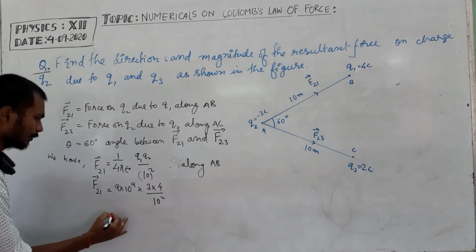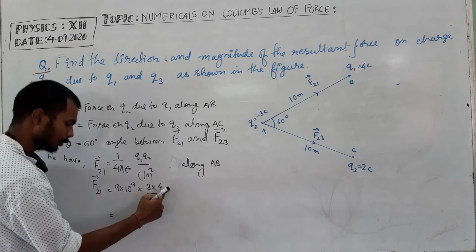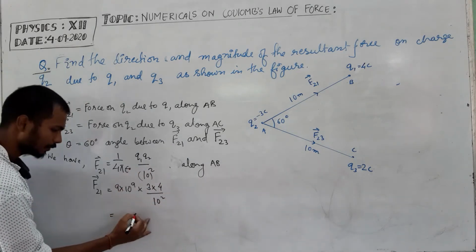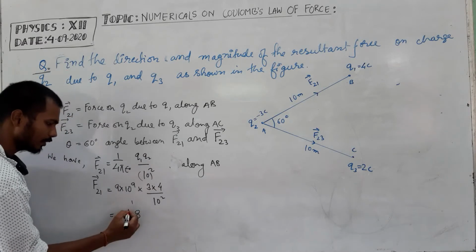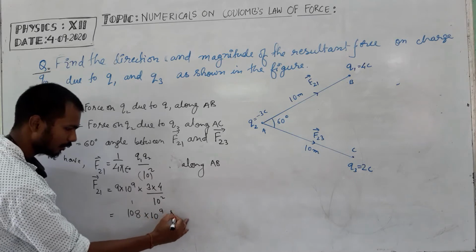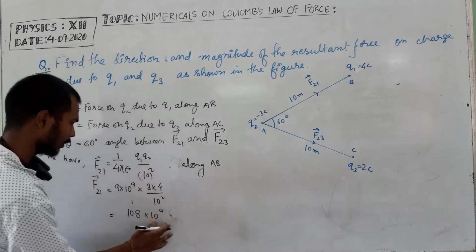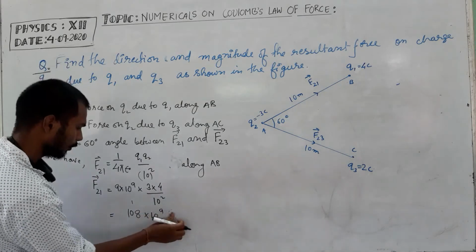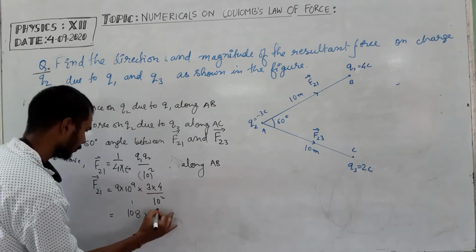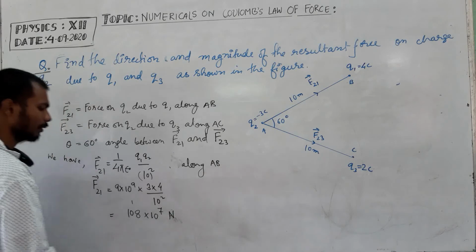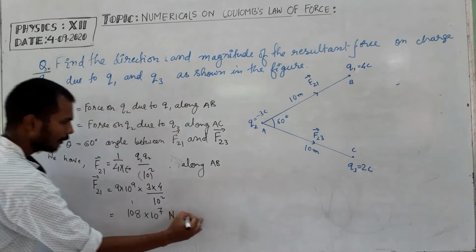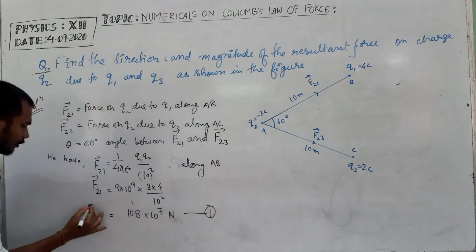Now find the value of this force. 3 4 is 12. 12 into 9 is 108. So 108 into 10 to the power 9, divided by 10 squared, which is 10 to the power 2, we subtract the powers. It will be 108 into 10 to the power 7 Newton. This is the force acting on Q2 due to Q1. Write this as equation 1.